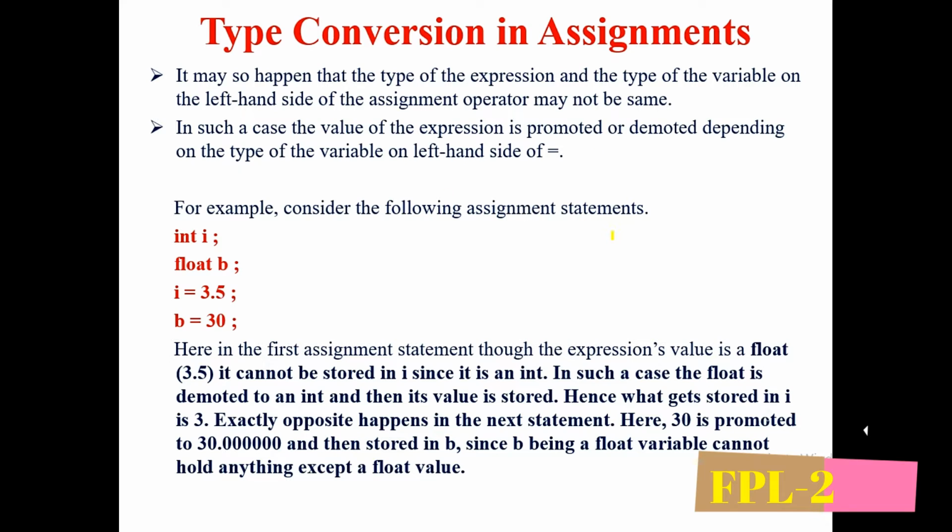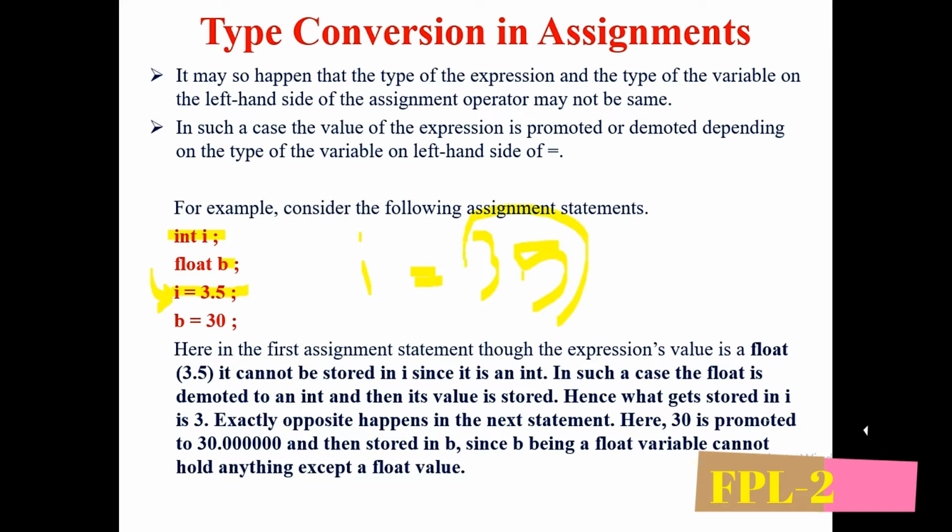For example, consider the following assignment statement. Here I is of integer type and B is float. This means that I cannot take any fractional values, which are represented in the point format, and B is float, so it can take values present in the point format. In the first assignment statement, we see I is equal to 3.5, but I was of type int, and int can never take fractional values. The task of the equal to assignment is to take the value from the right hand side and assign it to the left hand side variable, not to the expression.